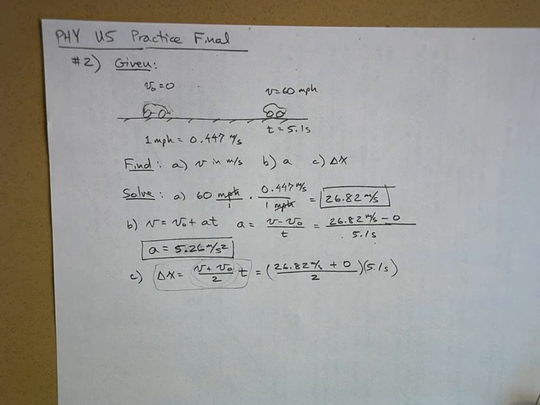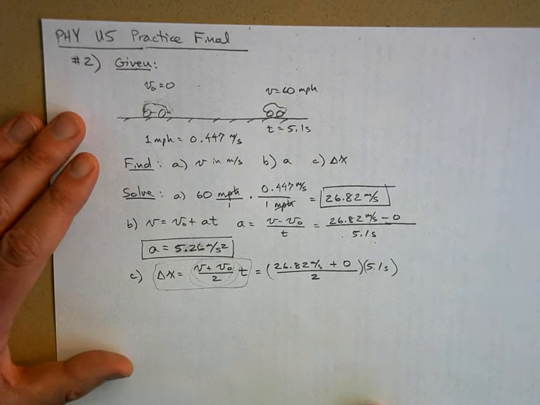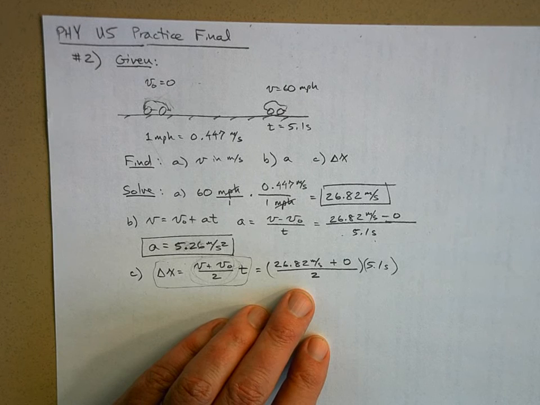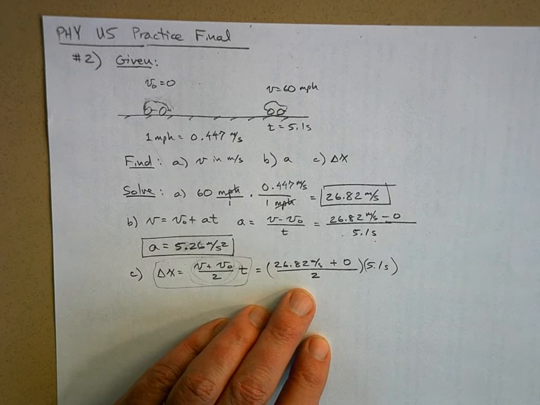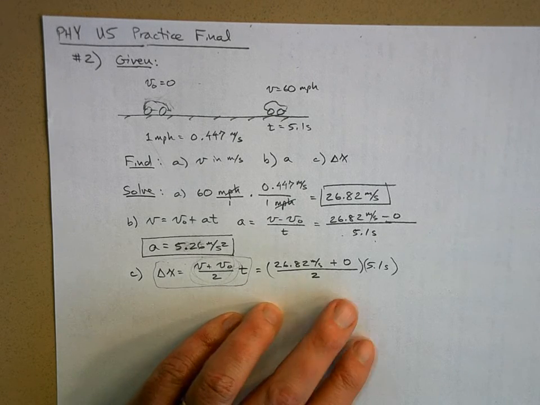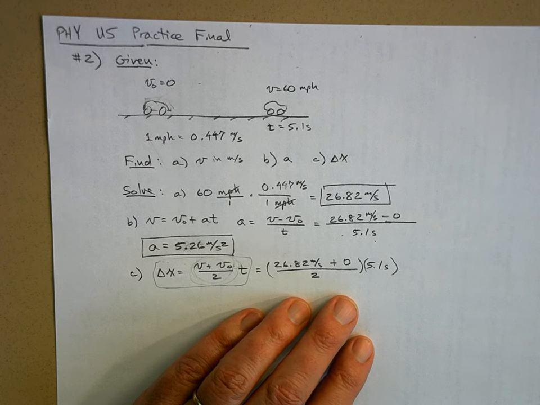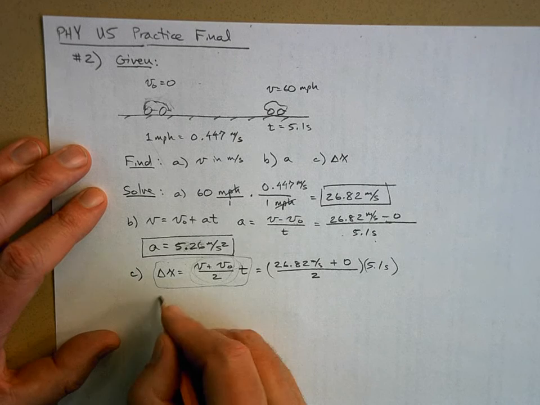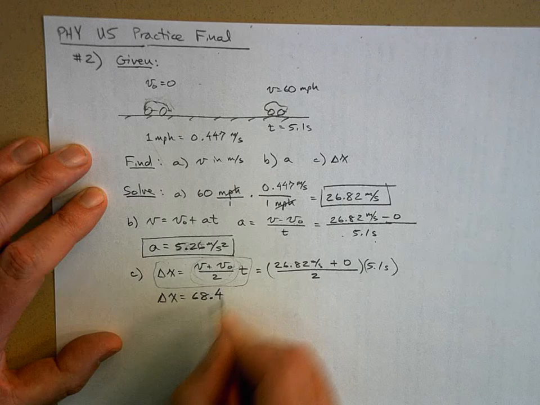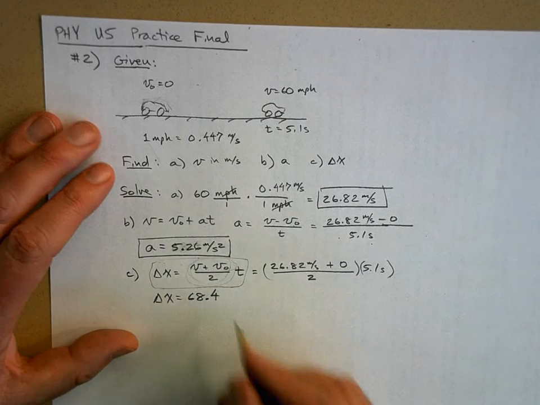Hey, go ahead and yell at me if I screw up, especially when I'm recording. It's more fun to yell at me while I'm recording. All right, so 26.82 plus 0 divided by 2 times 5.1. 68.4. There we go. I don't know how I did that.